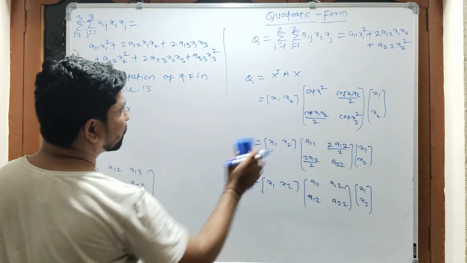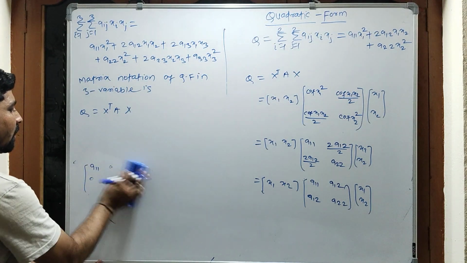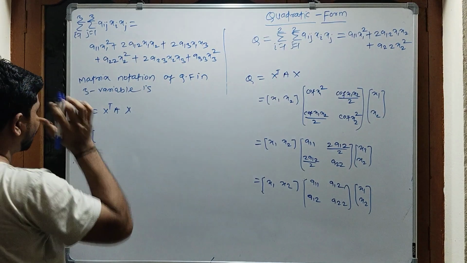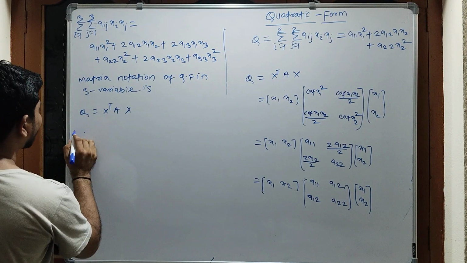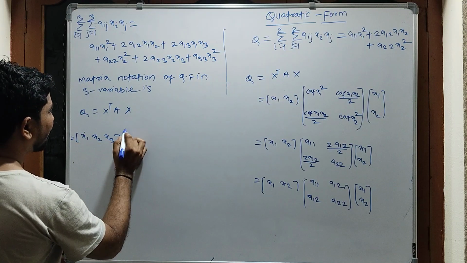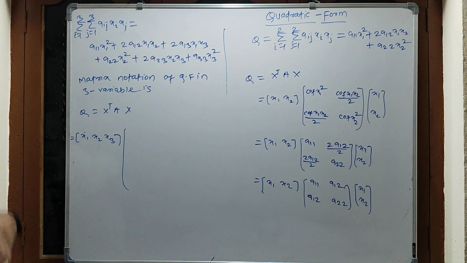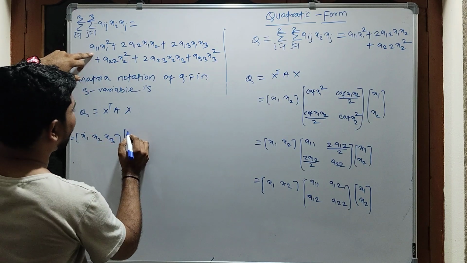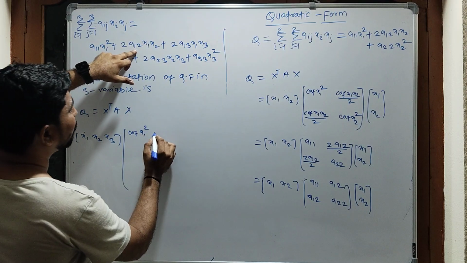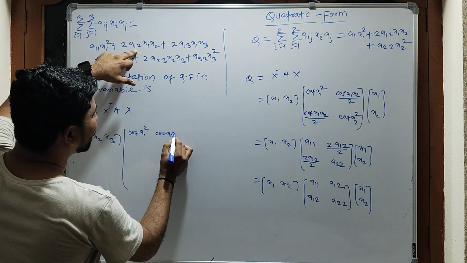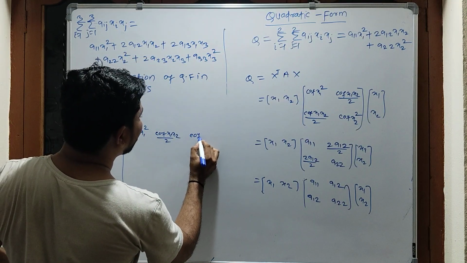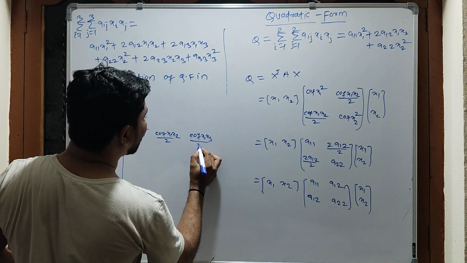But I want to write in terms of this. So while solving the problem, you will get more idea. Now this is same as here. So first write the row vector x1 x2 x3. Now first, a11, that is the coefficient of x1 square. This is a12, coefficient of x1 x2 divided by 2. Now this is a13, coefficient of x1 x3 divided by 2.